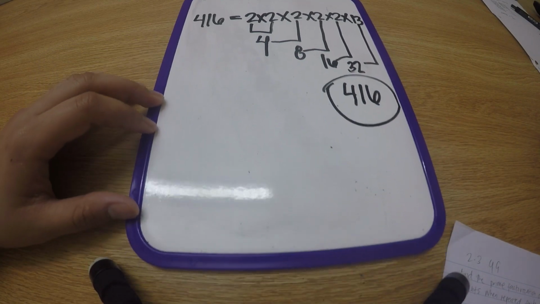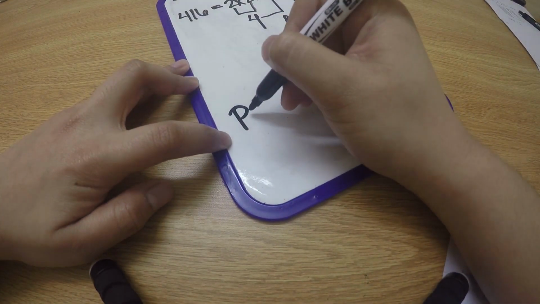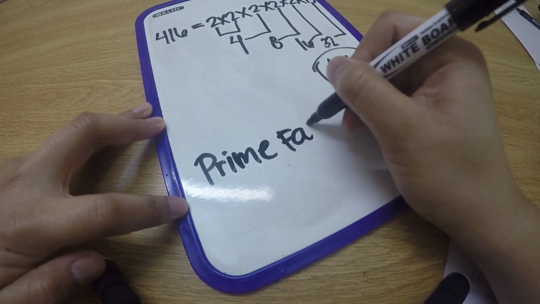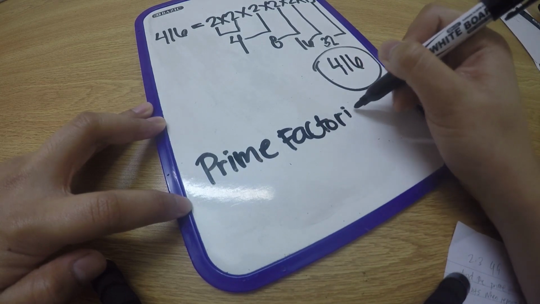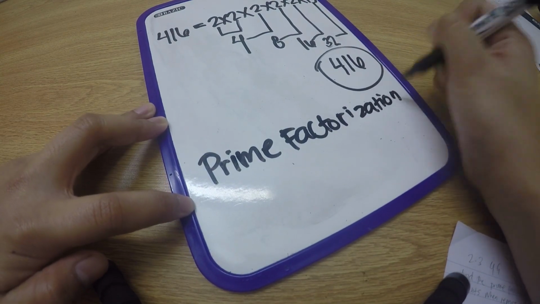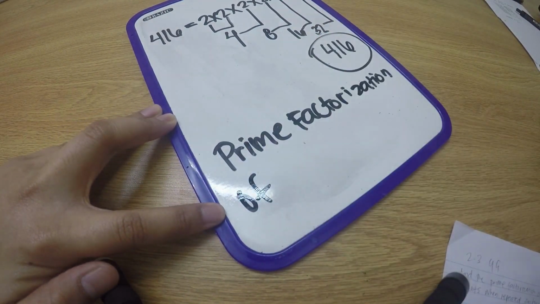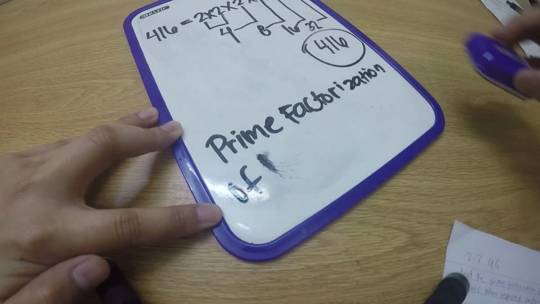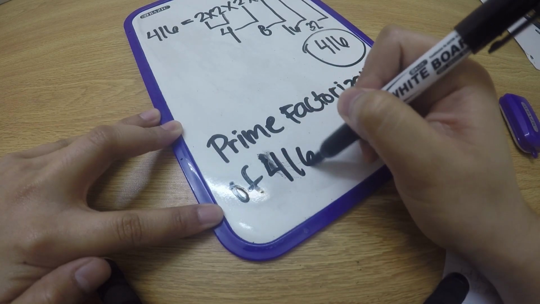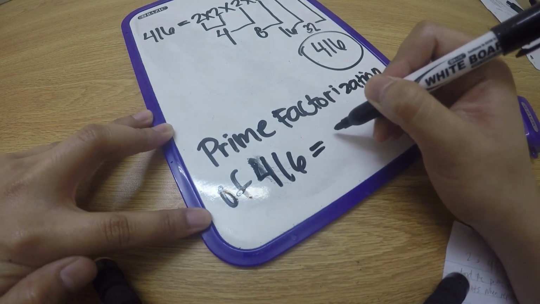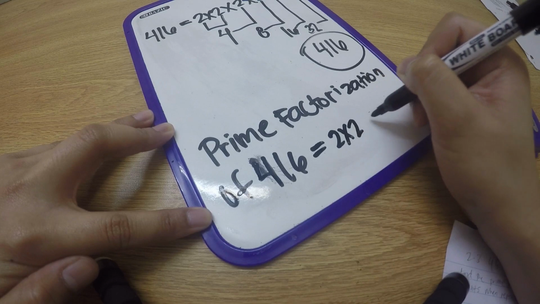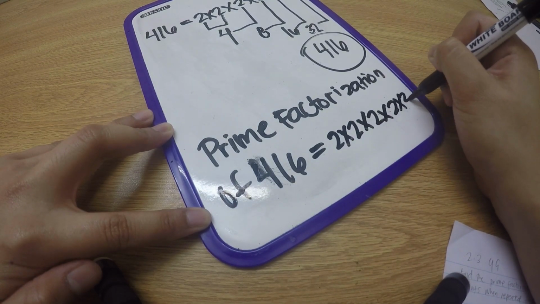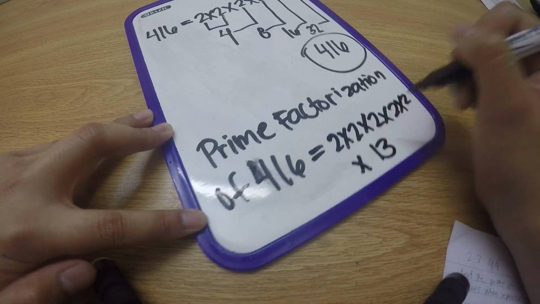So therefore, the prime factorization of 416 is 2 times 2 times 2 times 2 times 2 times 13. There you go.